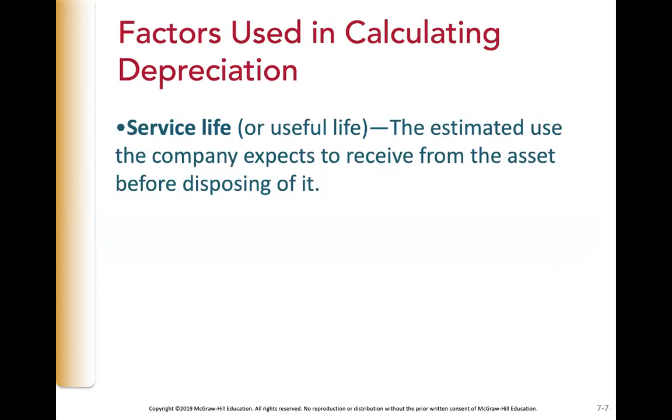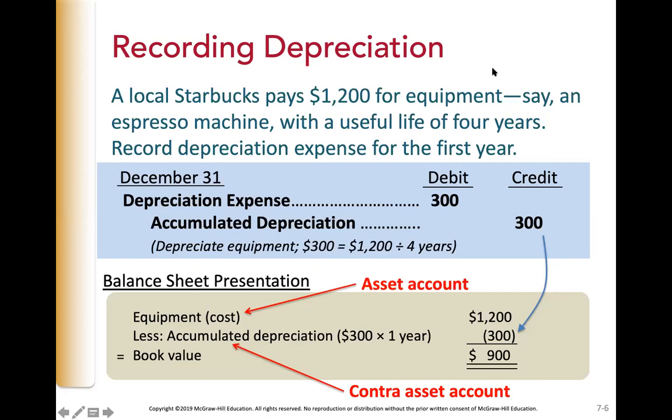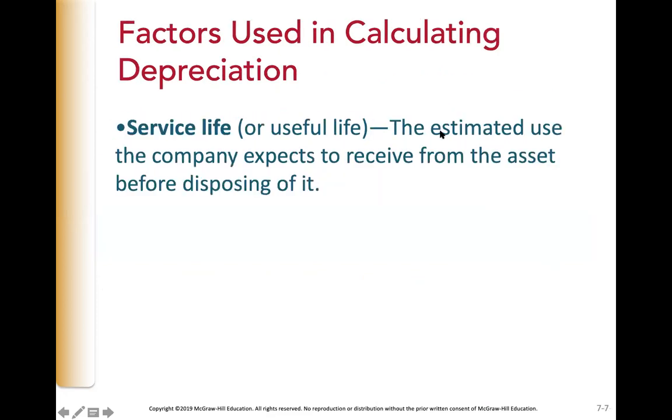When calculating depreciation, there are 3 factors that we need to establish at the time the asset is put into use. The first is the service life, also called the useful life. It's the estimated use the company expects to receive from the asset before disposing of it. As you see in the previous example, we have a useful life of 4 years. So that would be 4 for our useful or service life.